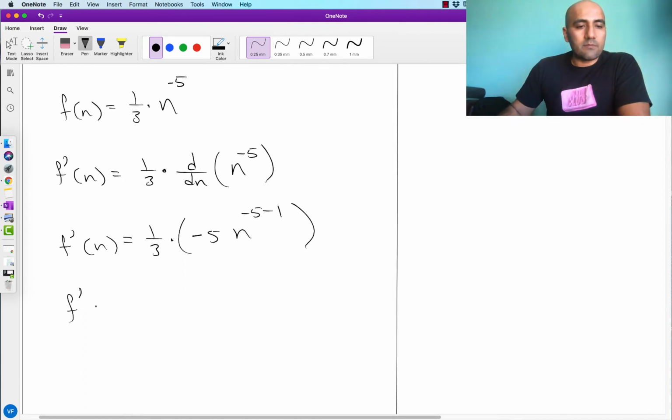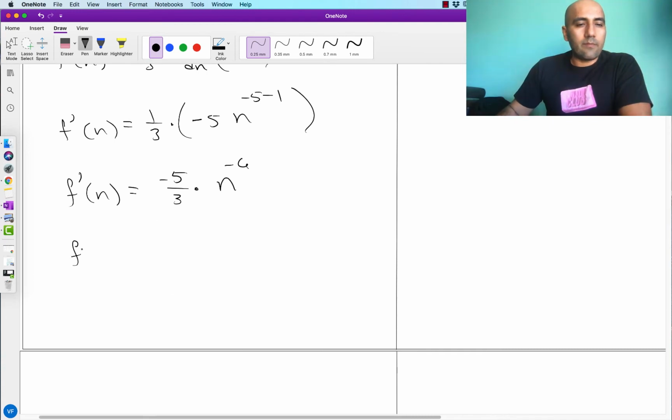And so this becomes f prime of n equals -5/3 times n to the power of -6. And so we can simplify that a little bit by getting rid of that negative in the exponent, and this becomes one big fraction, the -5 in the numerator, and 3n to the 6th power in the denominator.